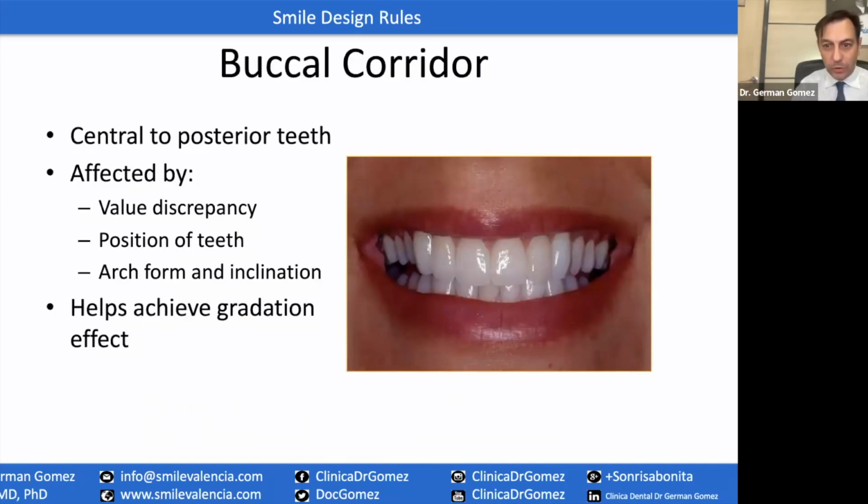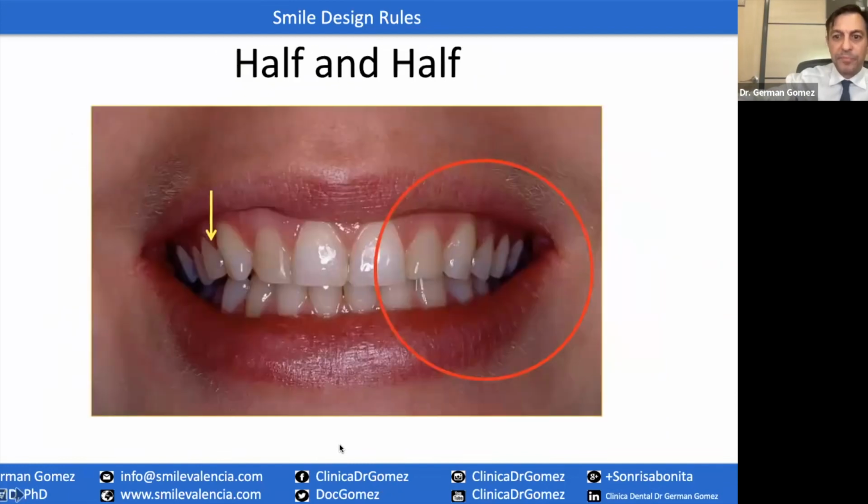So buccal corridor, you see, here is more or less okay, but here, it's like somebody pushed these teeth in, okay? So we have to take them out. We need there at least a minimum of 2 veneers, better 3 veneers on that side to have it at least at the same level as this here, okay?